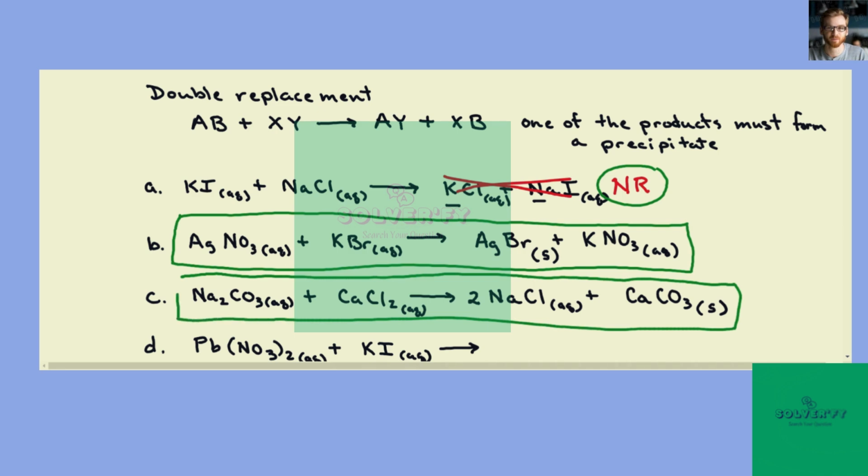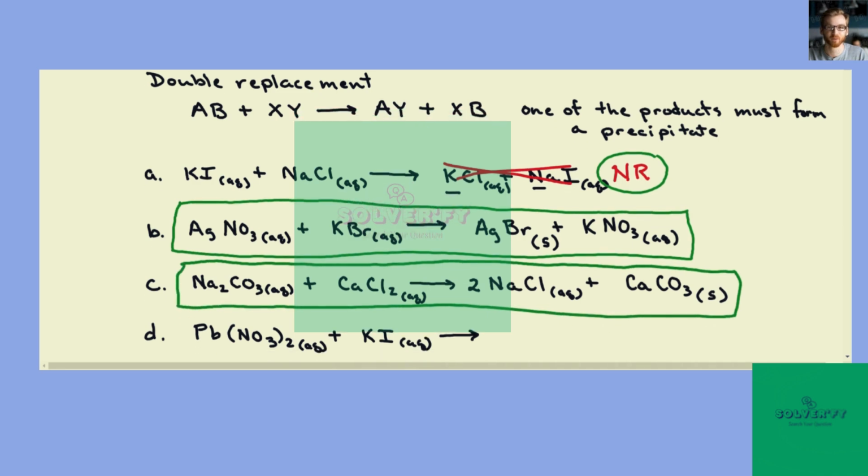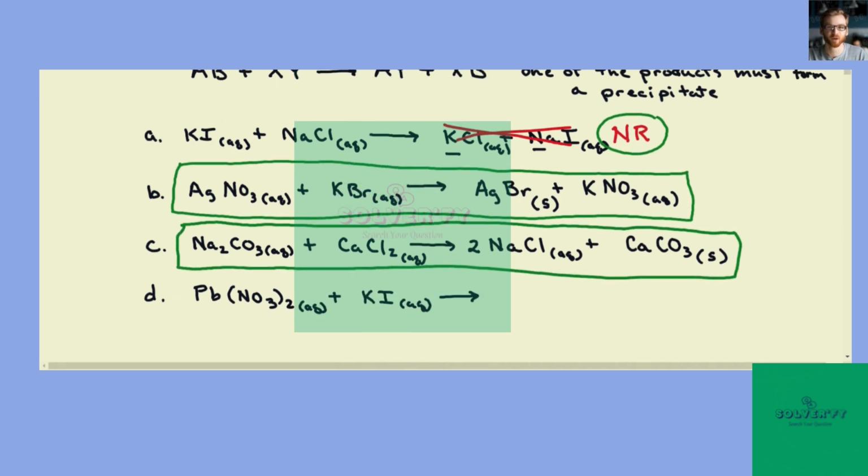All right, let's move to our last one here. Switching our ions around, the lead must be lead 2 because it's with 2 nitrates. So we need to write PbI2. And our other product is potassium with nitrate again, which we already know from the second problem to be aqueous. All right, however, lead 2 iodide is insoluble. So that is our precipitate.